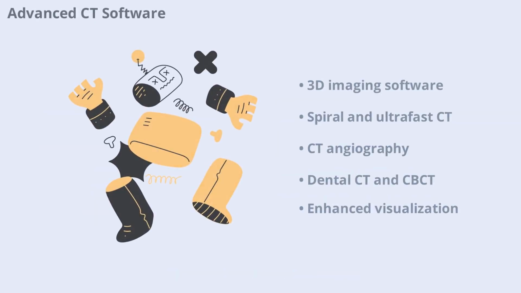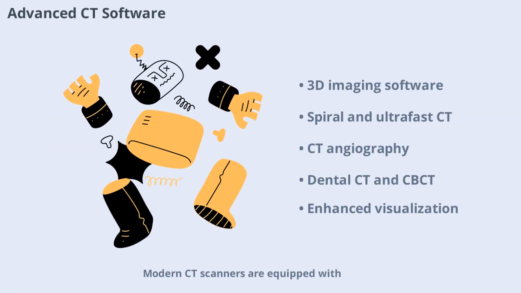Modern CT scanners are equipped with advanced software that enables 3D imaging, multiplanar reconstructions, and real-time visualization. Spiral CT and ultra-fast electron gun CT represent significant technological leaps, allowing for rapid image acquisition and improved diagnostic accuracy. CT angiography and dental CT, including cone beam computed tomography, CBCT, further expand the capabilities of CT imaging, making it possible to visualize complex anatomical structures in unprecedented detail.